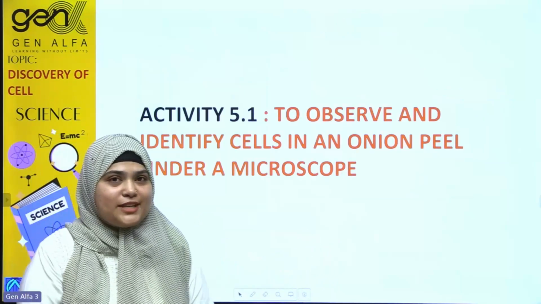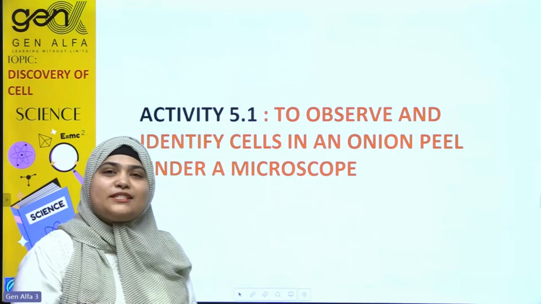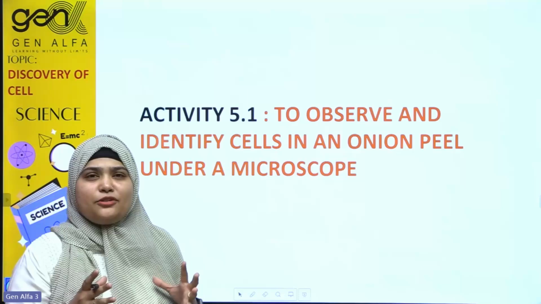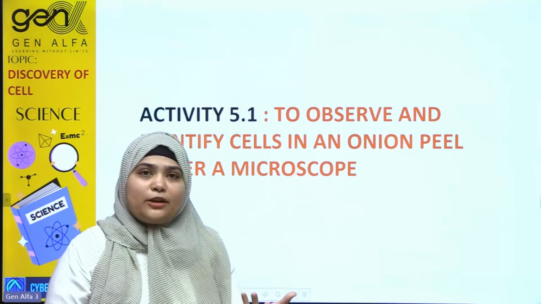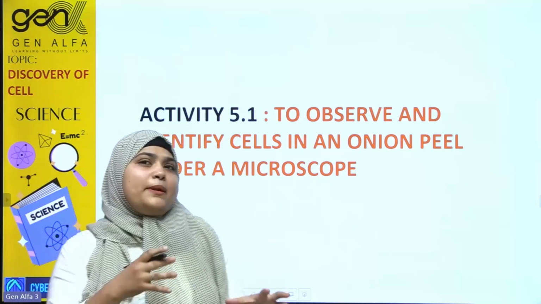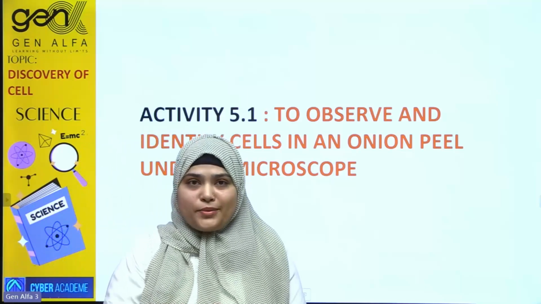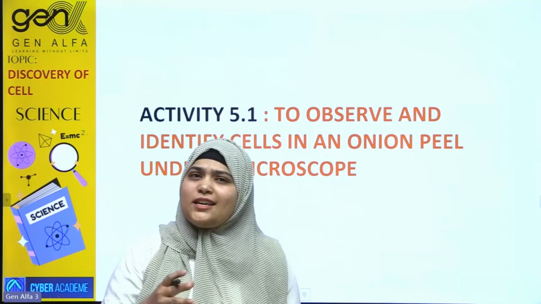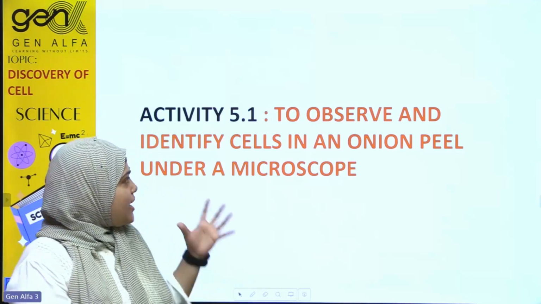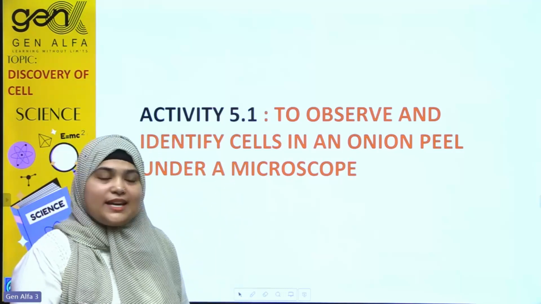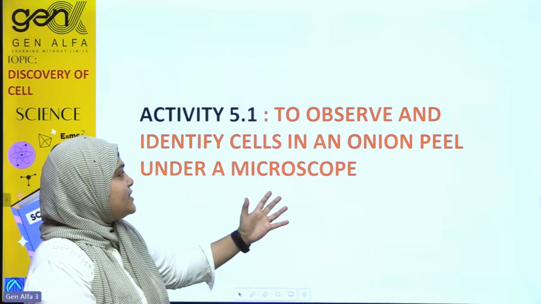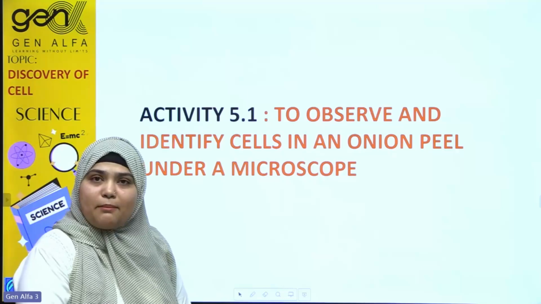Now, students, it's time to do some lab activity. It's not just an activity, you just have to look through the microscope, but you have to step into the shoes of Robert Hooke and see what he saw in the year 1665. This is activity 5.1 from NCERT, to observe and identify cells in an onion peel under a microscope.